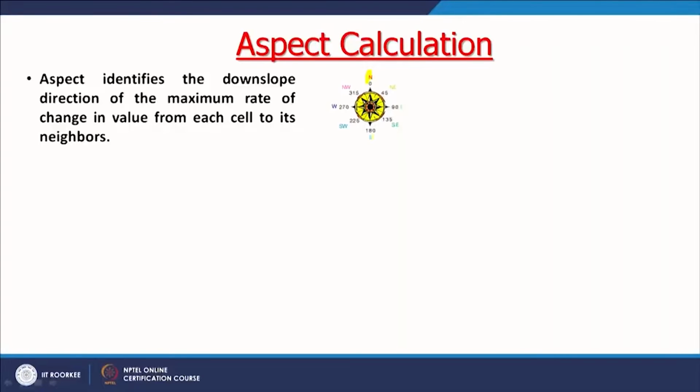Before that, we have also discussed these directions, because generally slopes are created for 8 directions. Both Cartesian directions and ordinal directions are included. So, you have north, south, east, west, and then the ordinal directions northeast, southeast, southwest and northwest. So, 8 directions. That is why aspect identifies the downslope direction of the maximum rate of change in value from each cell to its neighbors.